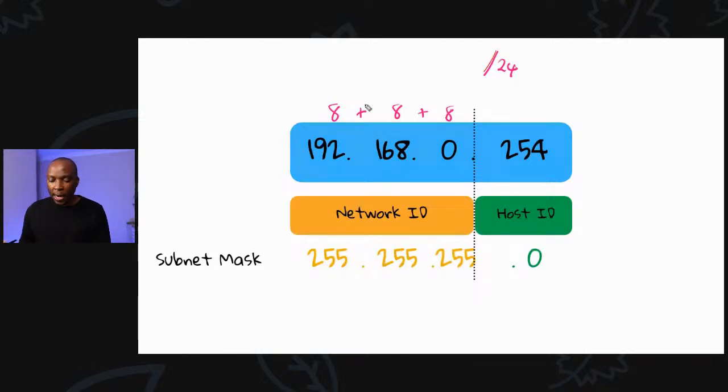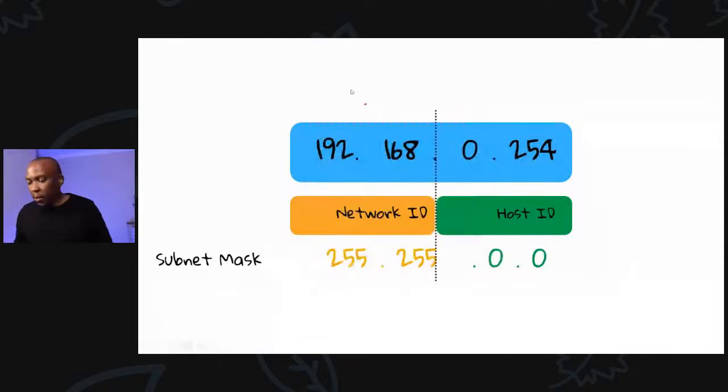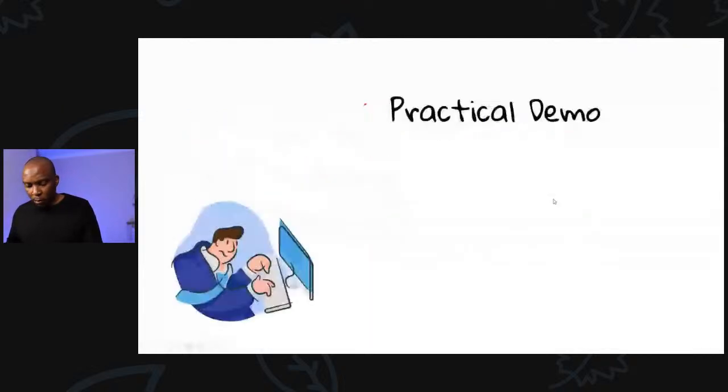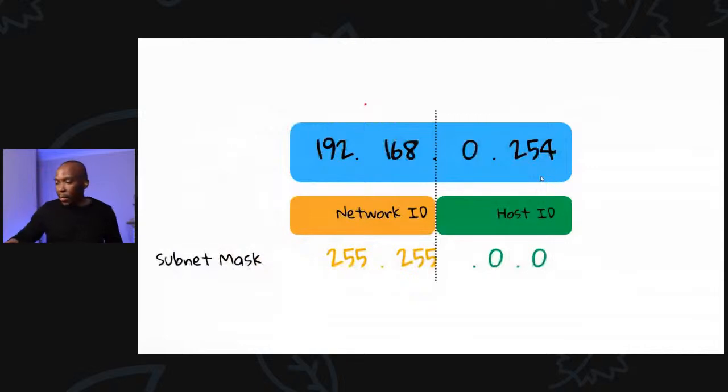In our next example, the subnet mask is different. In this example, the subnet mask is 255.255.0.0, meaning the first 2 octets, 8 plus 8 equals 16. So that is a slash 16.